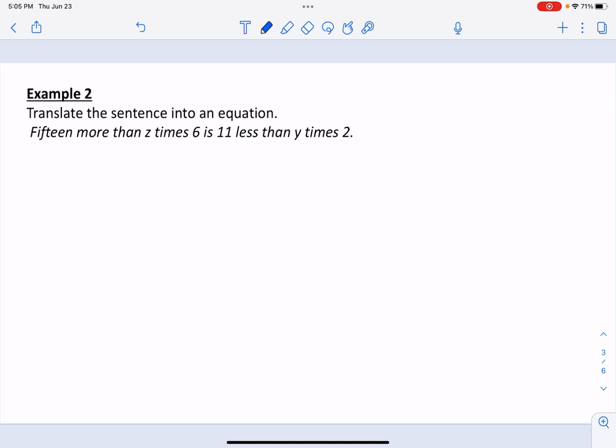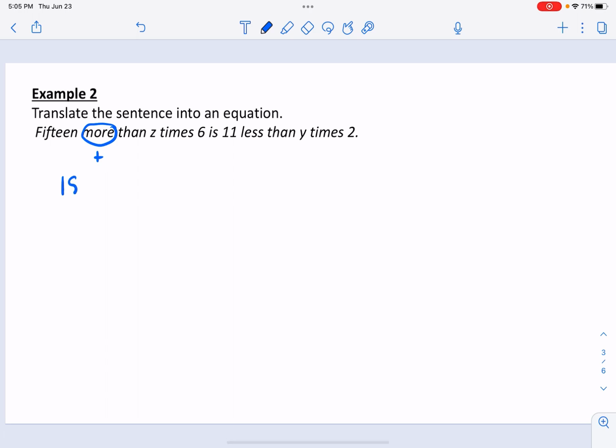Okay, 15 more than z times 6. Okay, 15 more means add. 15 more than 6 times z is, I have to erase a little bit, 11 less than y times 2. So again, that then tells me that this comes first. So 2y minus 11.